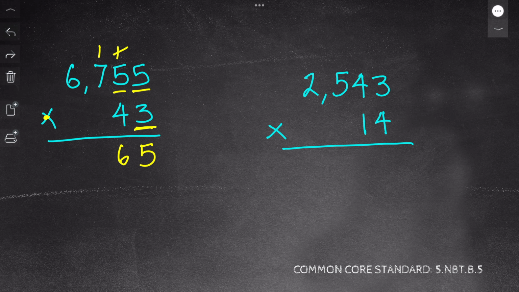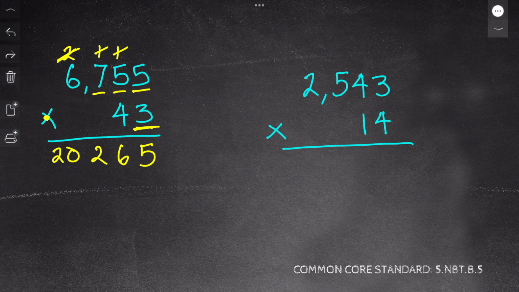Now I'm going to do 3 times 7, which is 21, plus 1 is 22. Regroup my 2 and put my 2. Once again, cross out your regrouped number so you don't get confused later on. Now I'm going to do 3 times 6, which is 18, plus 2 is 20. Make sure to cross out your regrouped number in case you get confused later on.